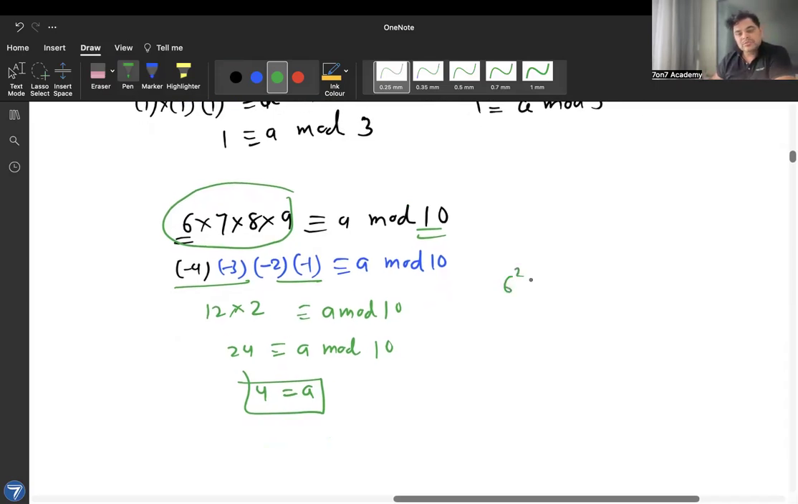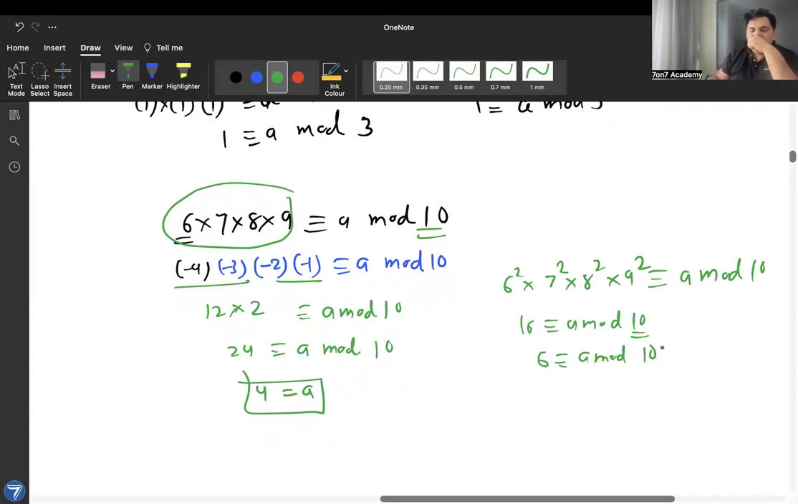What if I have 6 square plus 7 square plus 8 square plus 9 square congruent to A mod 10? Perfect, 16 congruent to A mod 10. Try to write below 10. So 6 congruent to A mod 10. This means if you multiply this big number and then divide by 10, the remainder is going to be 6.